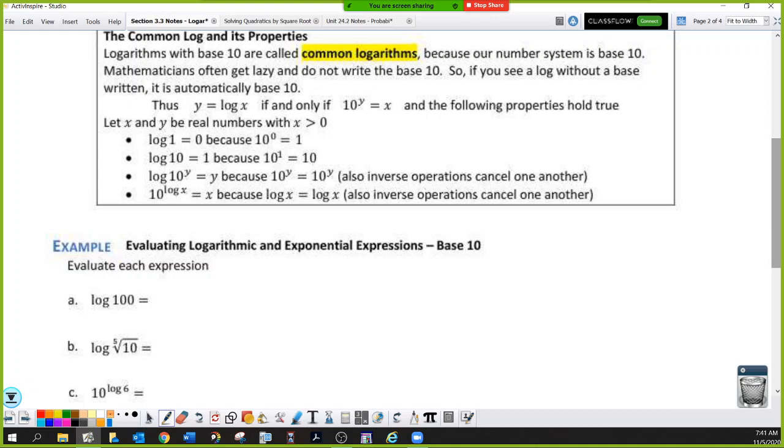Therefore, y equals log x is true only if 10 to the y equals x. It's just the same idea that I said about exponentials canceling logarithms and logarithms canceling exponentials as long as the bases match. And the rules that we went over yesterday still hold true. Log base 10 is not a special log. It's just a lazy log, I guess you could say. We don't want to write the 10. So all the rules are still the same.